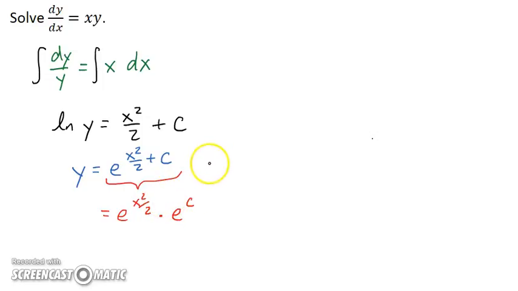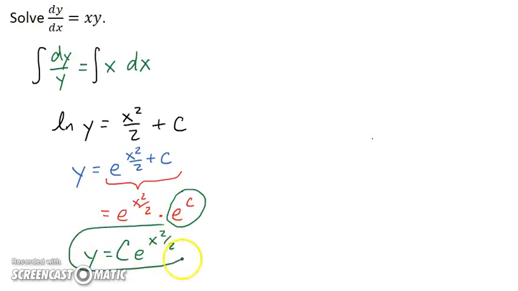This is the trick we use when setting up our y sub 0 in the last learning target with growth and decay. But now, e to the c is just some constant. Because if c is a constant, e to the constant power is some number also. So I'm just going to choose to call that number the constant. I'm going to call that c. And I usually put that up front, c times e to the x squared over 2, and that equals y.